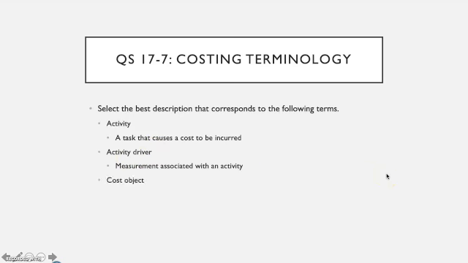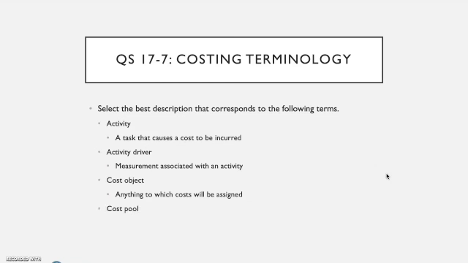Next, cost object. Cost object is anything to which costs will be assigned. So some examples of different cost objects would be a product line, a certain department within a company, or maybe even a particular customer or order. And then finally, cost pool. Cost pool is a group of costs that have the same activity drivers.